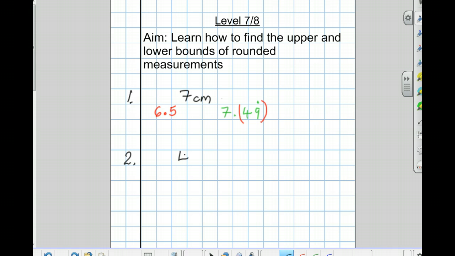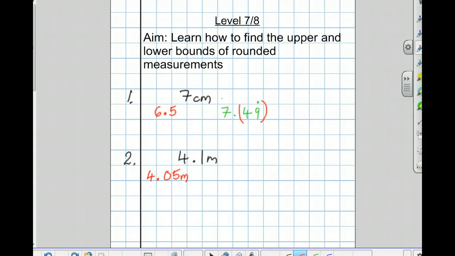Let's look at an example where somebody's rounded a measurement to 1 decimal place. Here we go. 4.1 meters. So they've carried out a measurement and then they've decided to round their answer to 4.1. What's the smallest measurement it could be? Another young man in the audience. 4.05 meters. If it was 4.05 meters, you would round it up to 4.1.